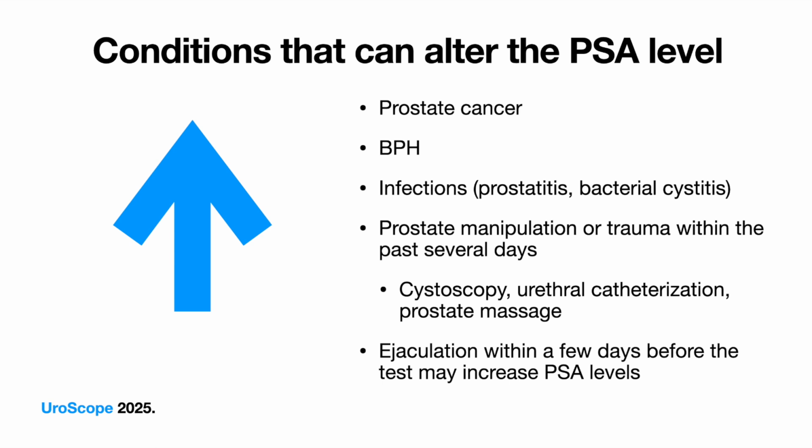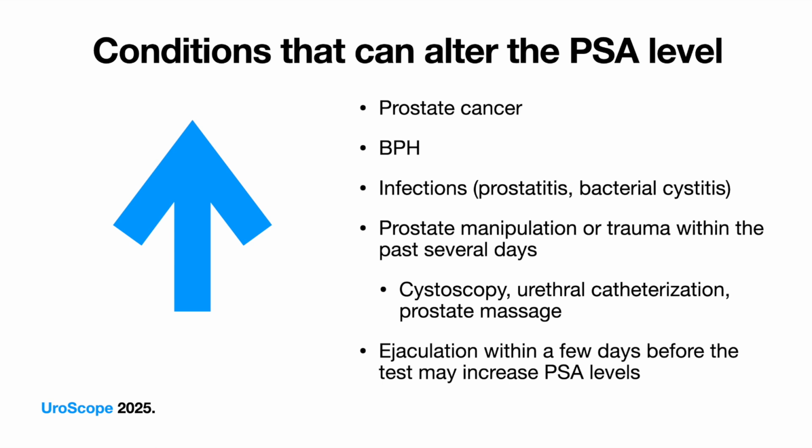Infections such as prostatitis and bacterial cystitis can also elevate PSA levels. Note that antibiotic treatment can reduce PSA in nearly 30% of men with chronic prostatitis. PSA levels can also rise due to prostate manipulation or trauma. Think of recent procedures like a cystoscopy or urethral catheterization.